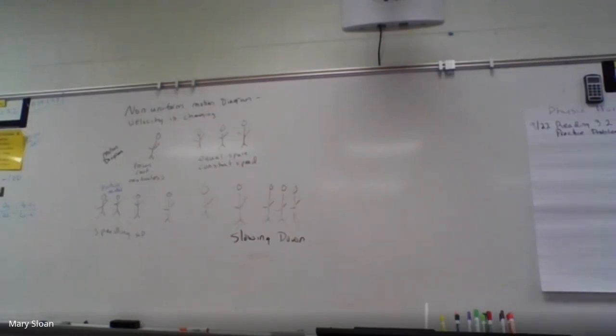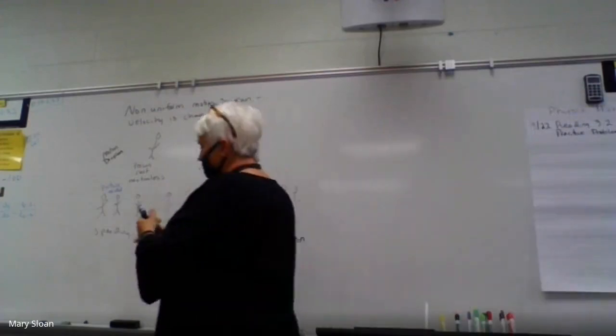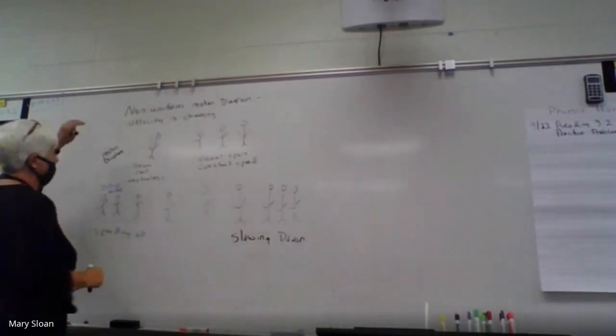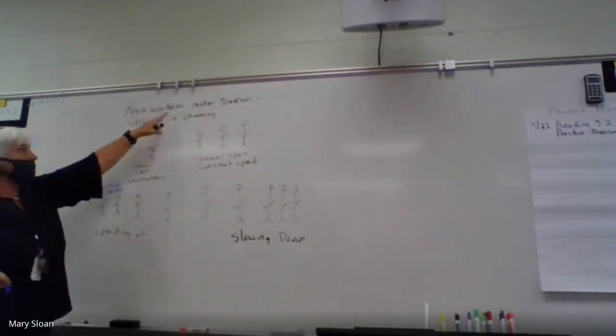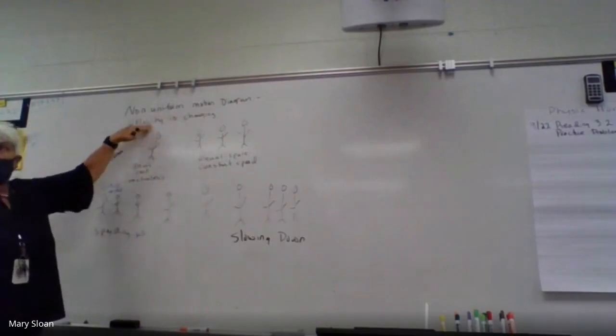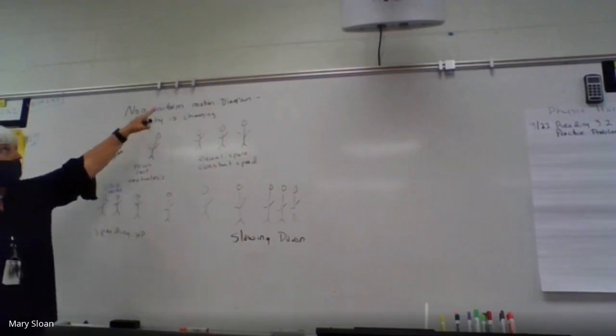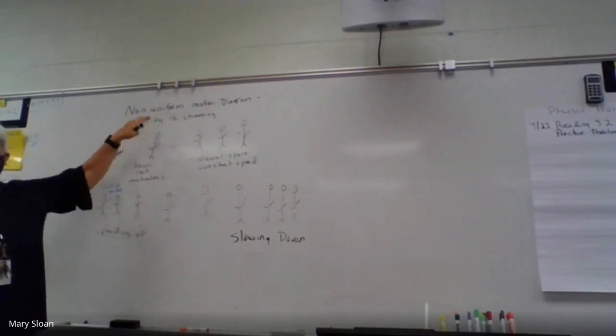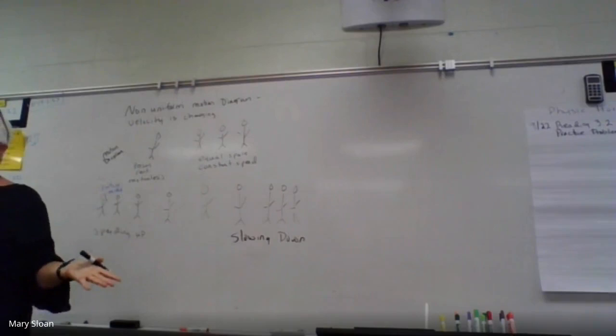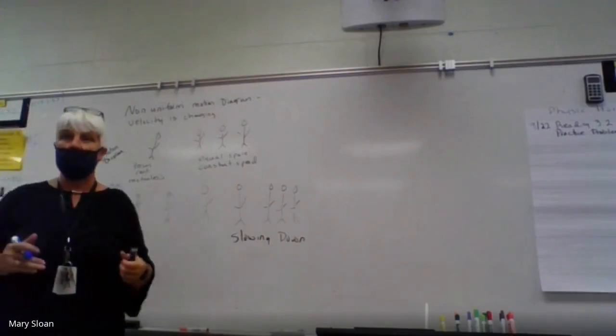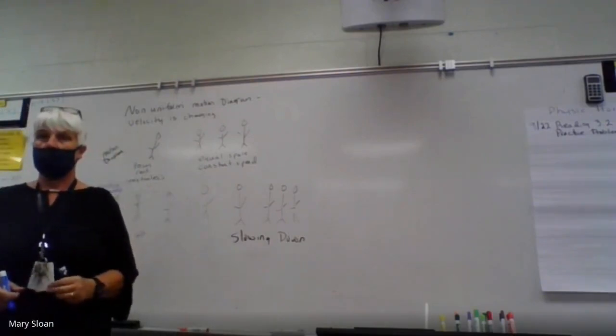So let's talk about this. The definition is what I wrote in my book of non-uniform motion diagram. In your notes, do you have velocity is changing? Okay? Non-uniform motion diagram is velocity is changing. Do you have that in your notes? If not, add it to your notes. Okay?